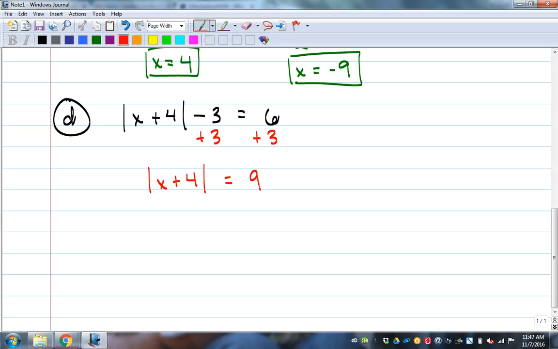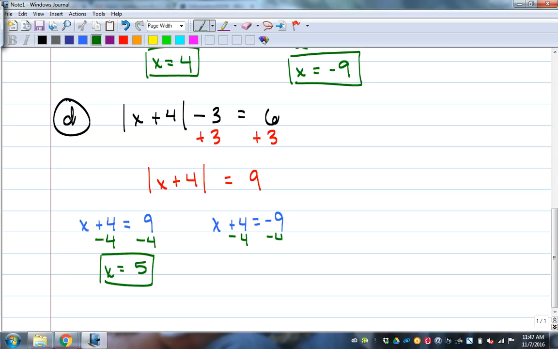What are my two equations that I'm going to solve? And solve each of those. Positive 5 and negative 13. And you can always go back and plug each of those in, and check them in the original. Make sure that they're correct.